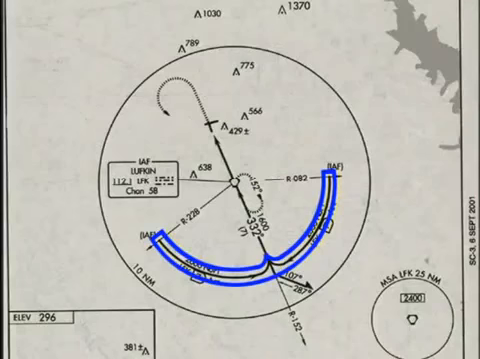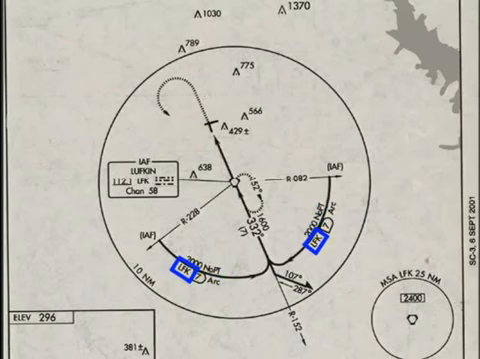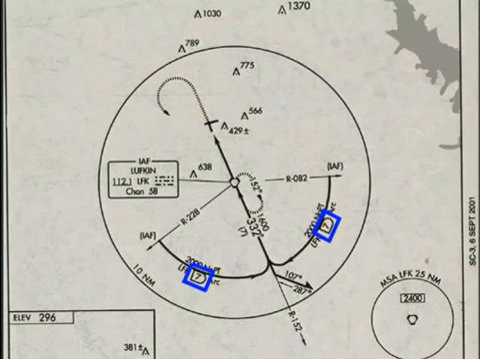A DME arc also provides a means to intercept the final approach course. Since a procedure turn is not normally required, a note, "No PT," is included. The chart shows the nav aid identifier and encloses the DME distance in a D symbol.